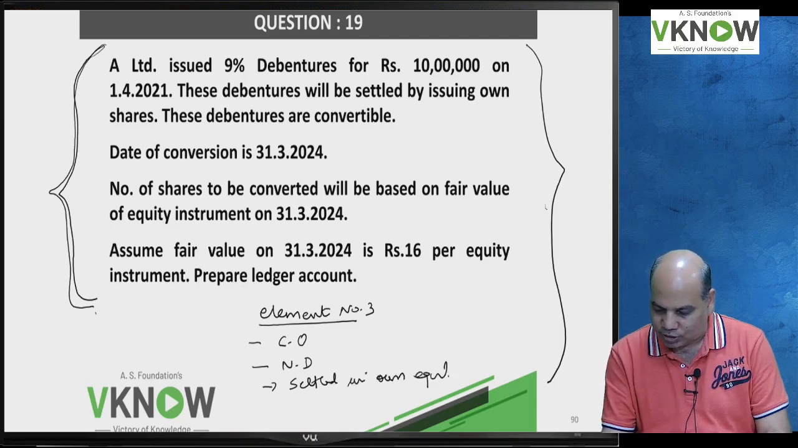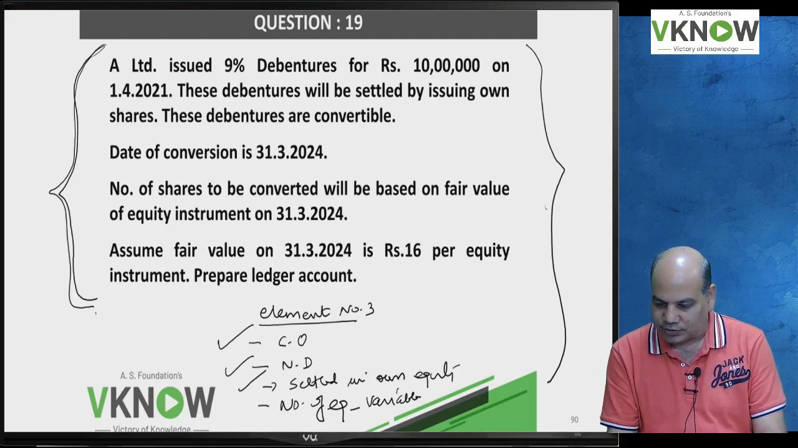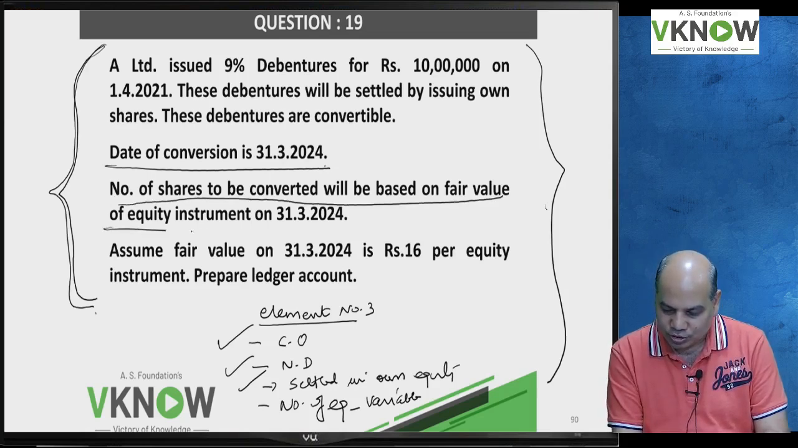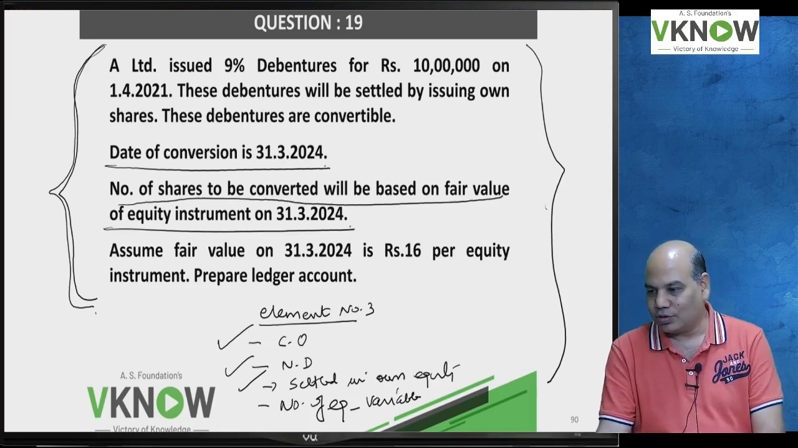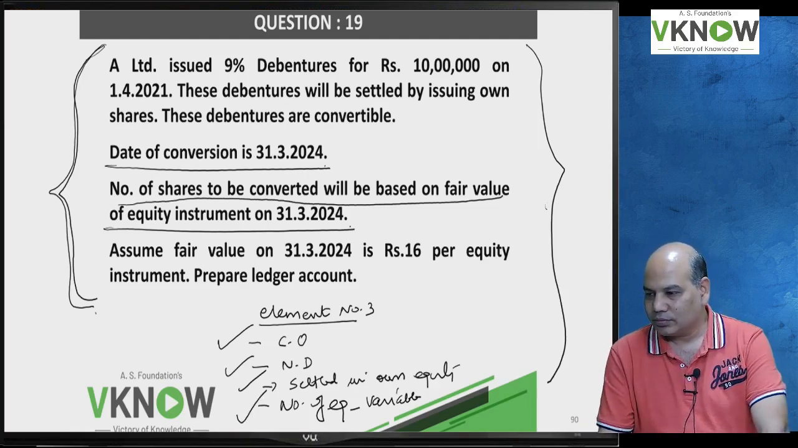But you have to ensure that the number of equity shares is variable. Let us read till the last line to understand. First, second, third condition got satisfied. Date of conversion is 31st March. Number of shares to be converted will be based on the fair value of the equity instrument on 31st March. So, condition number 4 is also satisfied, which means the number of shares to be issued is variable.